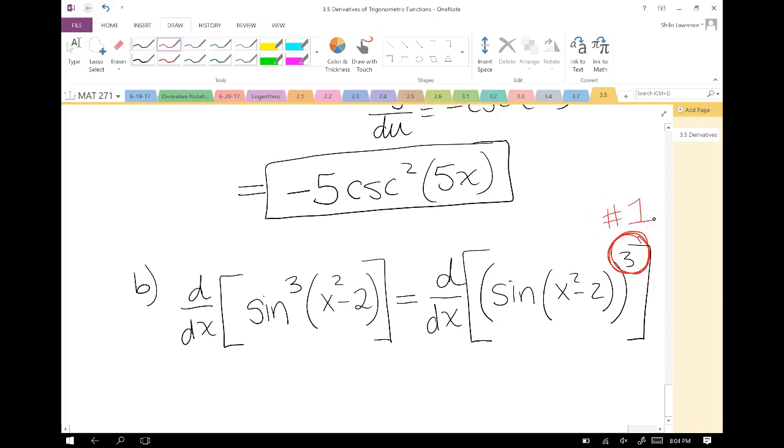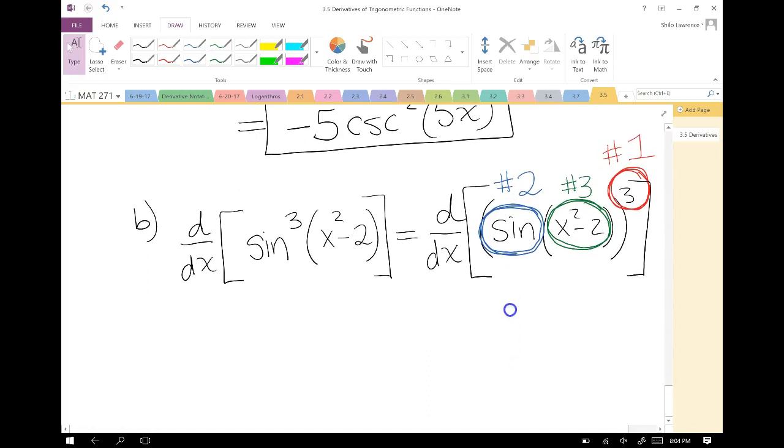If you move in 1 layer of parentheses, only 1 layer of parentheses, the next function you see is the sine function. So that's going to be our step number 2. And then if you move in another layer of parentheses, you see the x squared minus 2. So that's going to be step number 3. So we really have 3 different derivatives to take here. And as we take those derivatives, only worry about the one derivative that you're taking. Leave everything else inside of it alone.